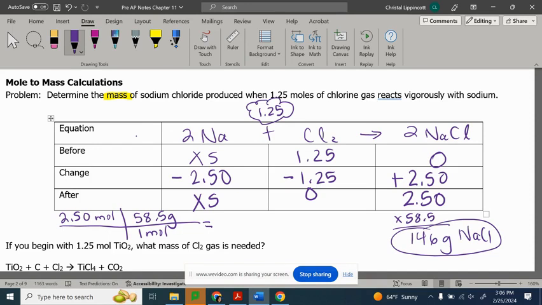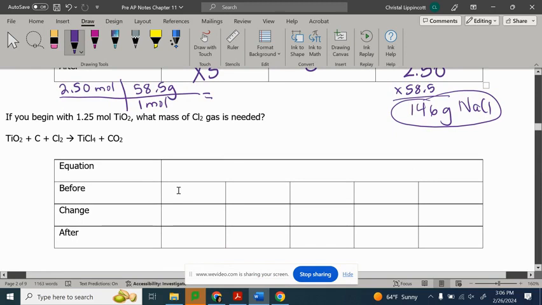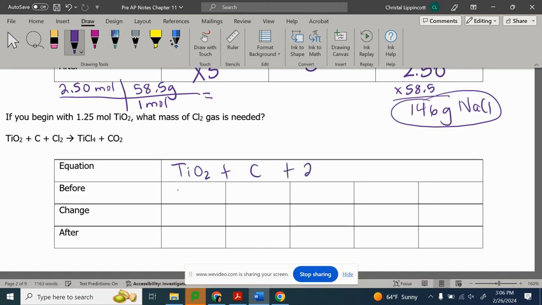All right, good. Hopefully everything stayed that time. All right, you ready? Okay, one more problem here. We're going to go through. We have TiO2 plus carbon plus chlorine yields TiCl4 plus CO2. Yep, it went away. Let's try it again.